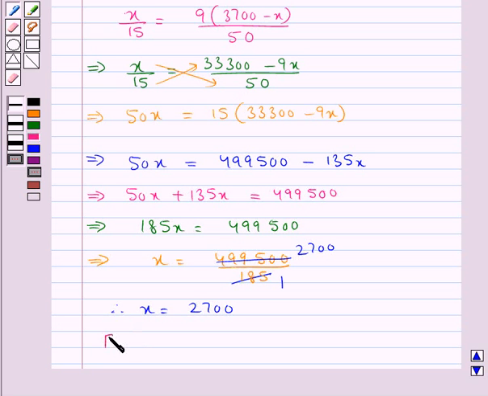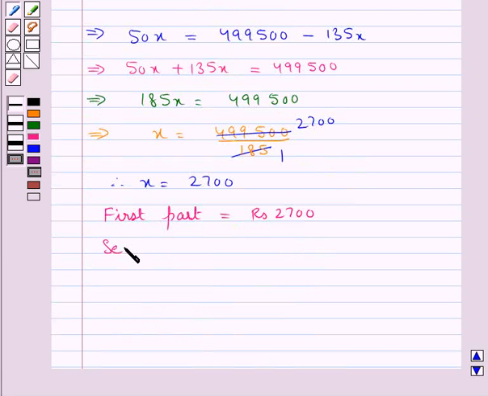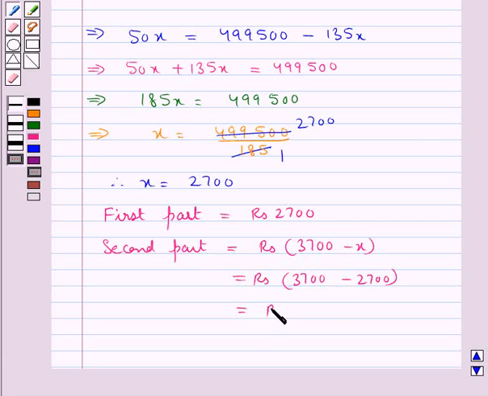Thus we have the first part is equal to rupees 2700, since we had assumed the first part to be x, and the second part is equal to rupees 3700 minus x. So this is equal to rupees 3700 minus 2700 equal to rupees 1000. Thus first part is equal to rupees 2700 and second part is equal to rupees 1000.